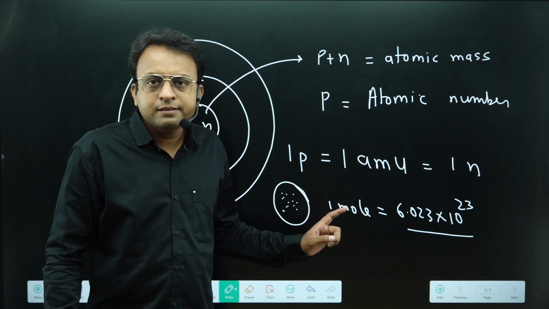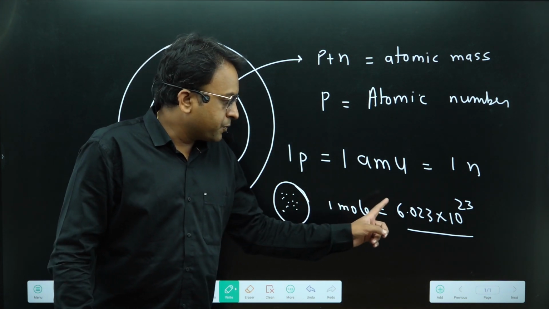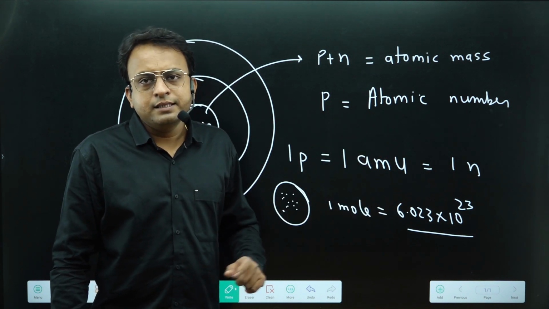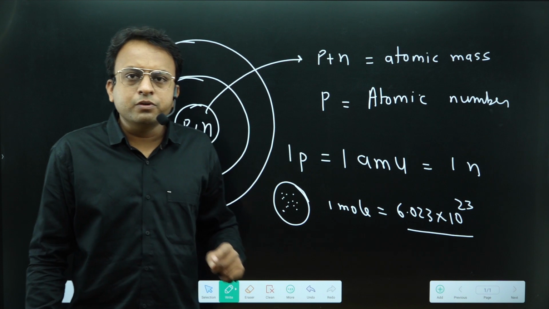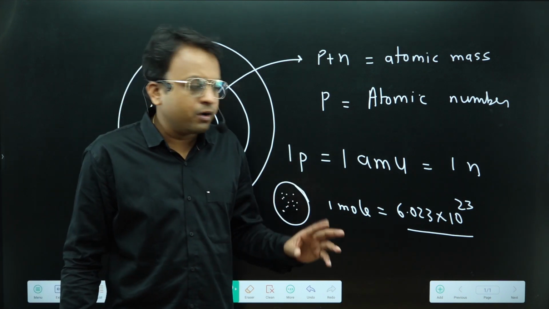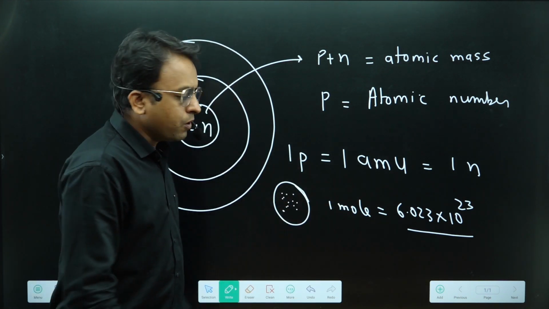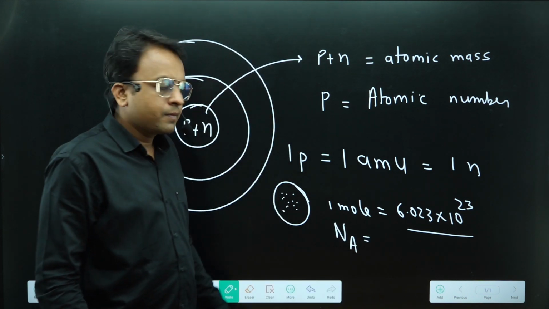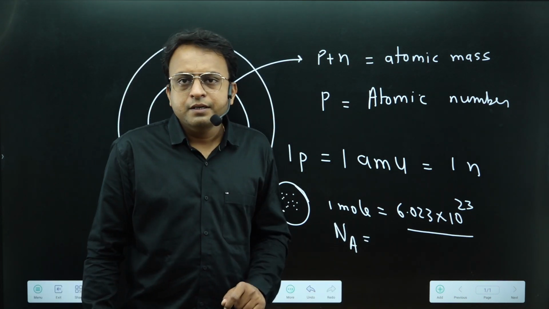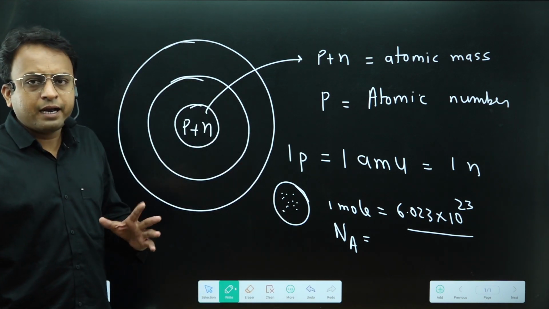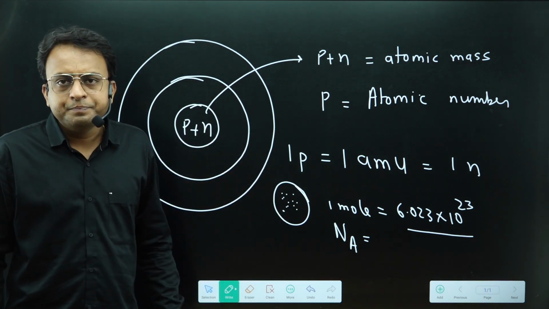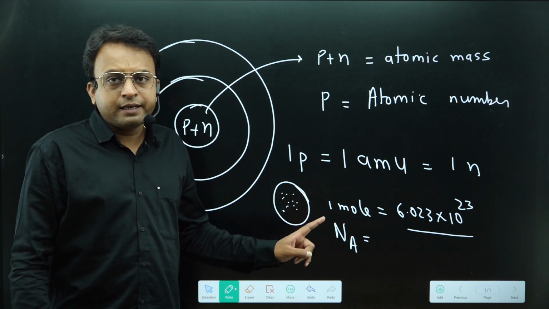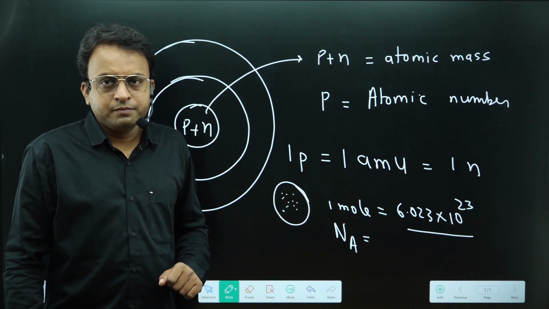1 mole is a quantity. 1 mole means 6.023 into 10 raised to the power 23 atoms, this many molecules, this many ions, this many electrons, and this number is also known as Avogadro number. So this value is fixed. This is Avogadro number. So why is this value taken as 1 mole?